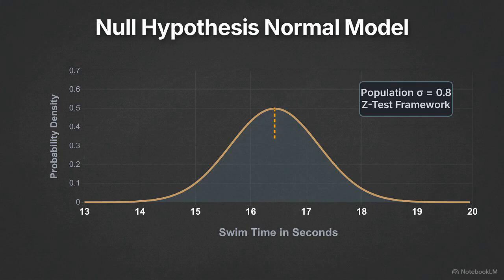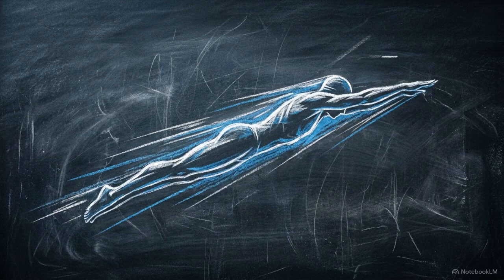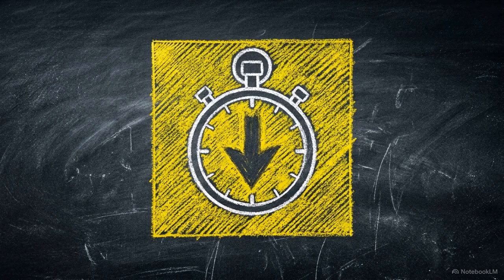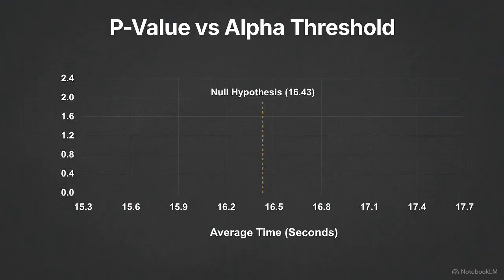The center peak represents our null hypothesis, a mean of 16.43. The alternative hypothesis claims the goggles make the swimmer faster. In racing, faster means the time will be strictly less than 16.43 seconds. Because of the less than claim, we run a left-tailed test. The swimmer takes 15 practice runs, dropping the sample mean to 16.0 seconds. We calculate the area to the left of this new value. This isolated section is our p-value, calculating to exactly 0.0187.